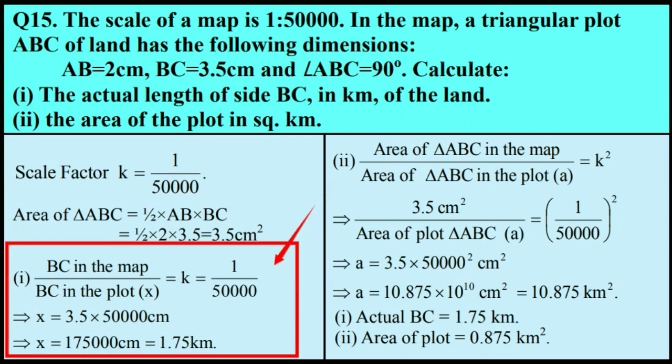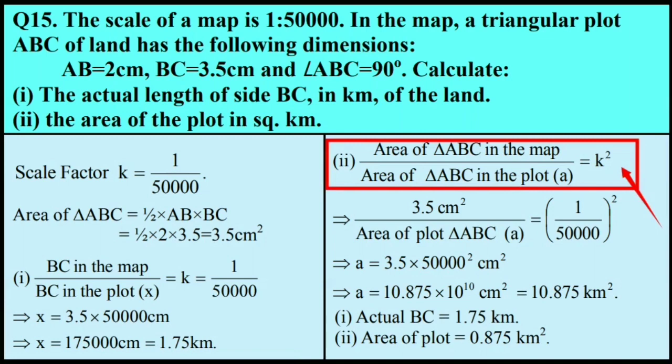Point 1. The scale factor K is equal to a length in the map divided by the corresponding length in the plot. This relation is used to find out the actual length of BC in the plot, and that is the length mentioned in the map multiplied by 50,000 centimeter, and that comes to 1.75 in kilometer.